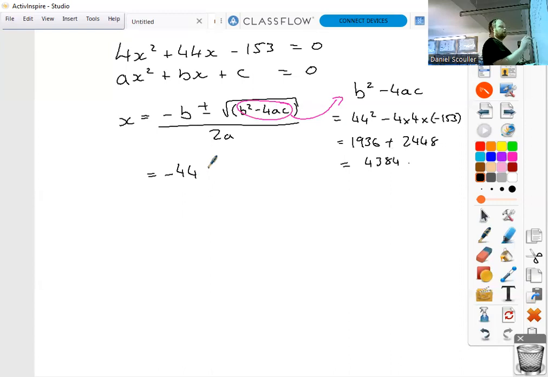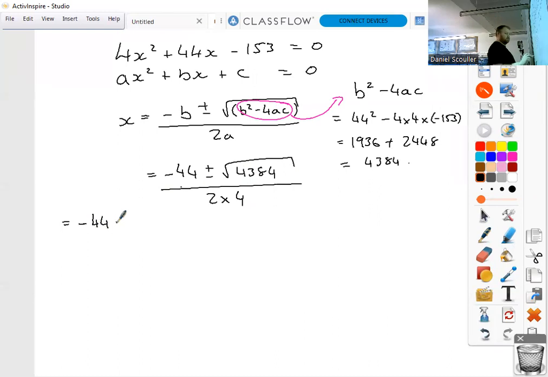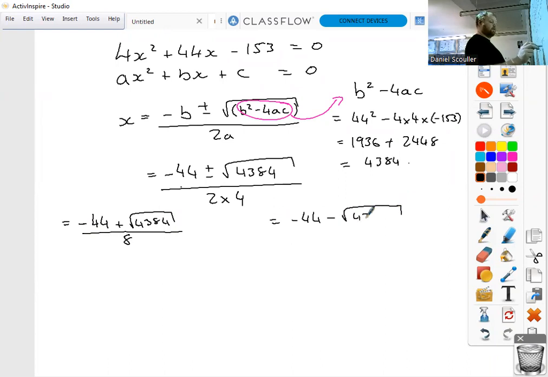So minus b is minus 44, plus and minus root 4384, all over 2 times 4. Okay, remember we split this into 2. Take one side over here, plus root 4384. And we do another one, which is minus 44 minus root of 4384. All right, so you're doing it twice. You're going to get 2 solutions out.